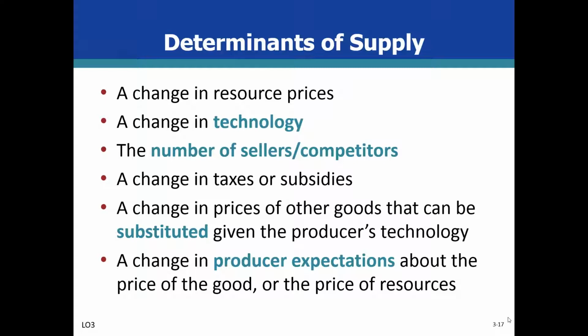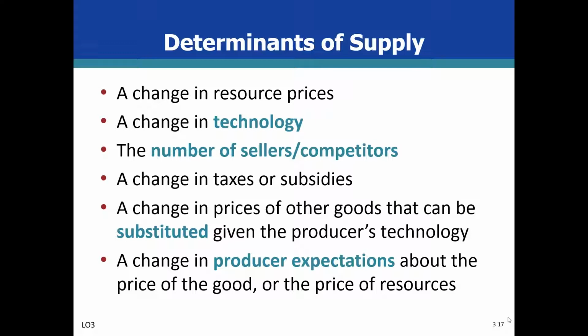Increased taxes, resulting in less profit, would shift the supply curve to the left. Conversely, increased government subsidies, typically to provide more price to the producer than the market allows, would shift the supply curve to the right.